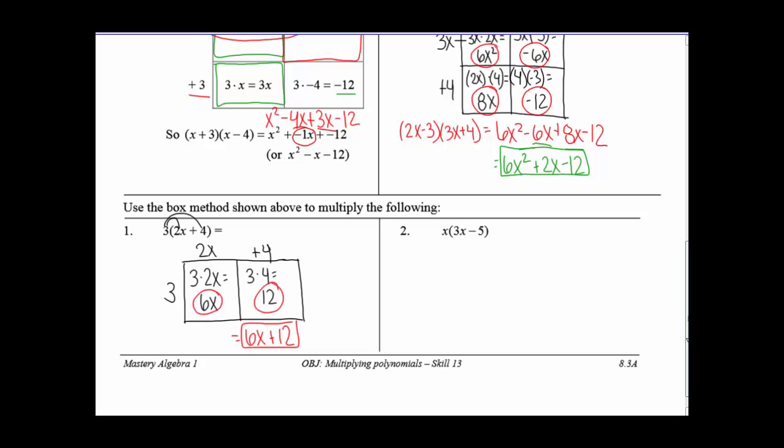For this particular problem, I could go ahead and check my answer using the distribution method to make sure I got to the right one. So if I wanted to do that, I would take 3 times 2x, gets me 6x, and 3 times 4 gets me 12, and it checks. So I did it correct. So go ahead and hit pause and try number 2 on your own, and then check back to see if you got it right.